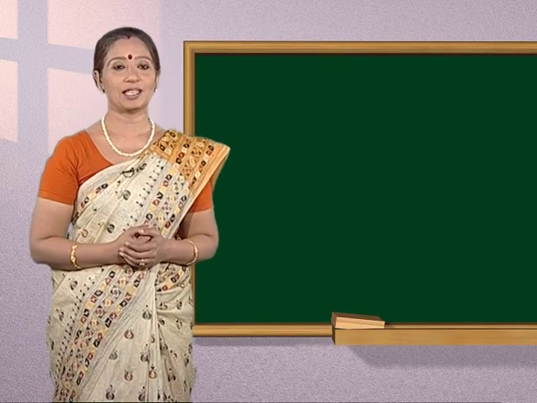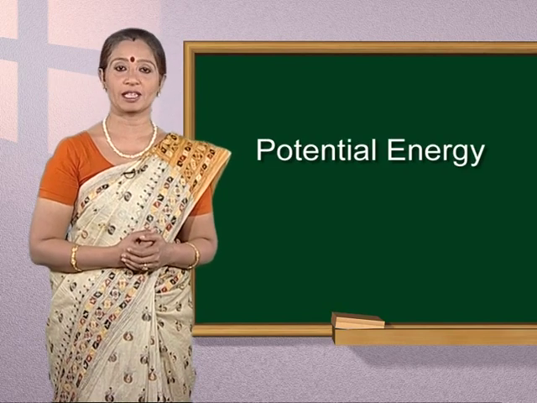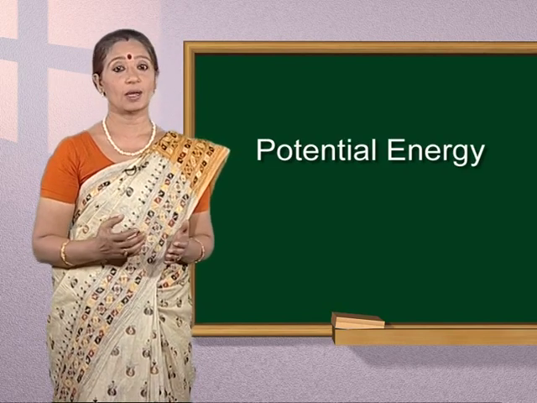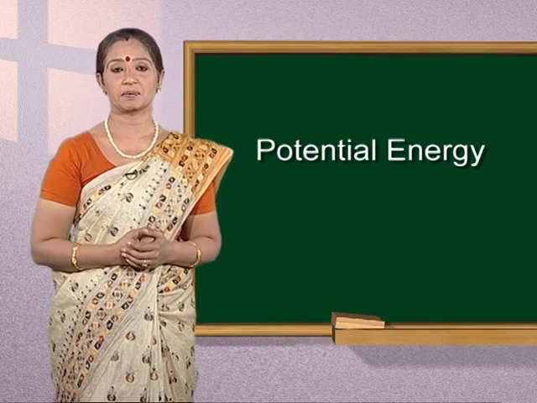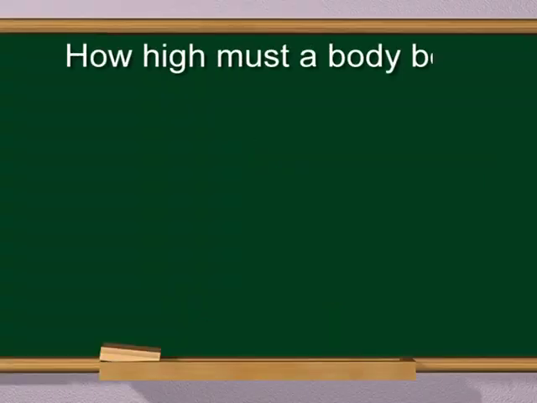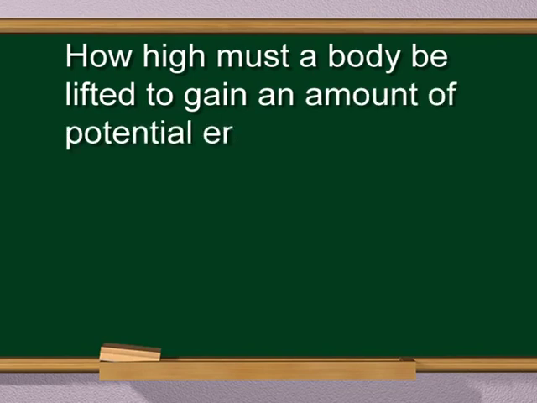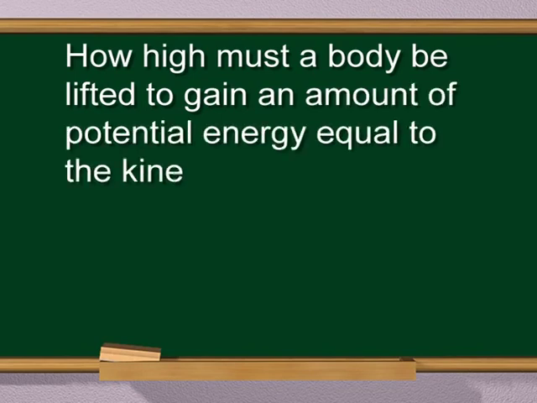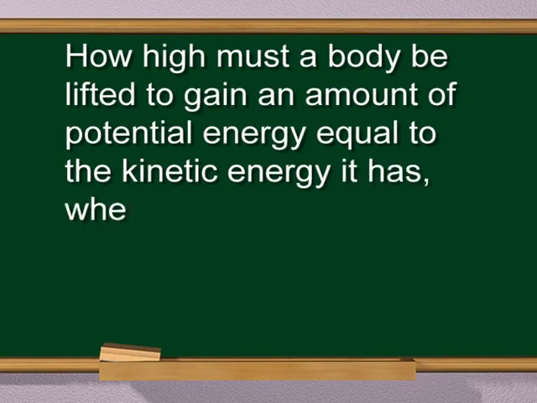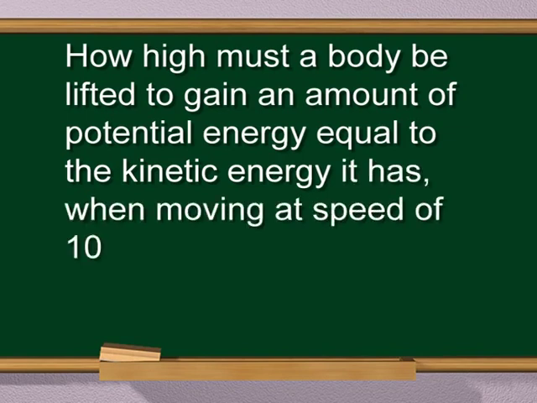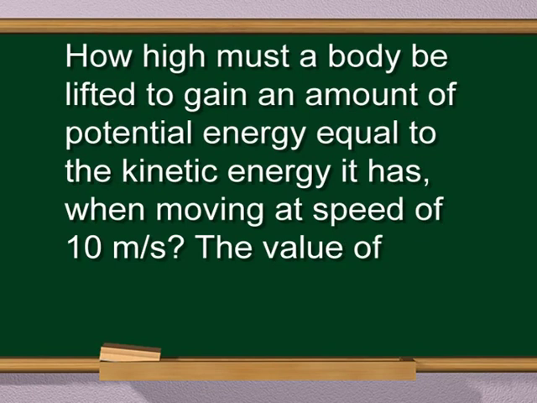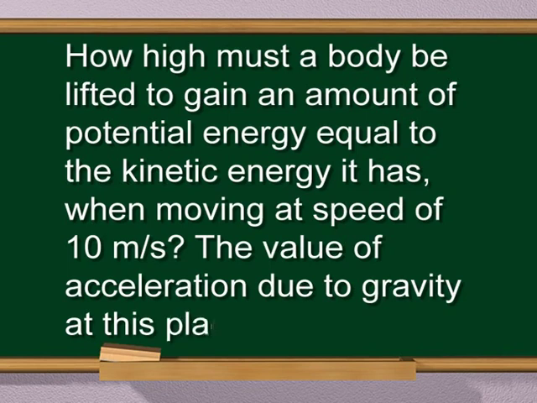Now let us solve a question on potential energy. So, here is one more question for you. How high must a body be lifted to gain an amount of potential energy equal to the kinetic energy it has when moving at a speed of 10 meter per second? The value of acceleration due to gravity at this place is g equal to 9.8 meter per second square.